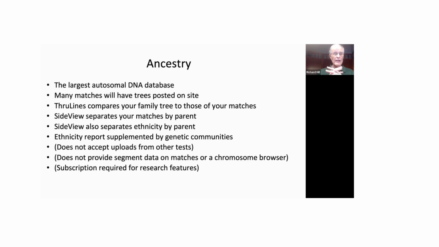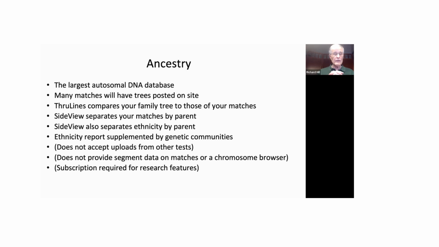AncestryDNA has the largest autosomal DNA database by far. I think they're probably pushing 30 million, I think. I can't remember the last number, but that's a lot of people. Many of those matches will have trees posted on site. They have a tool called ThruLines that will compare your family tree to the family trees of your matches and project how you might be related.